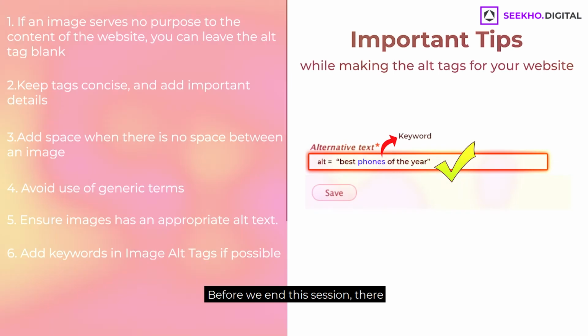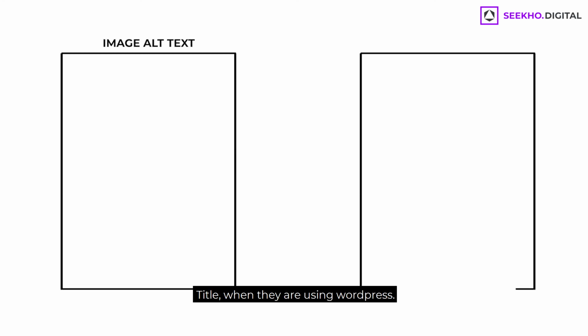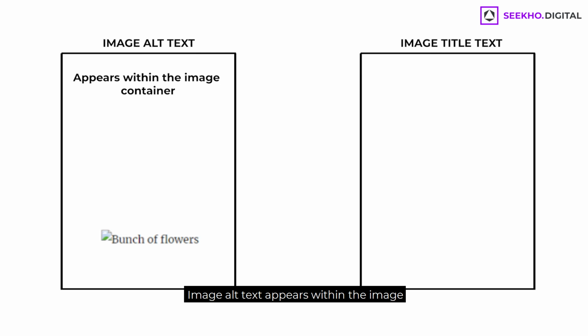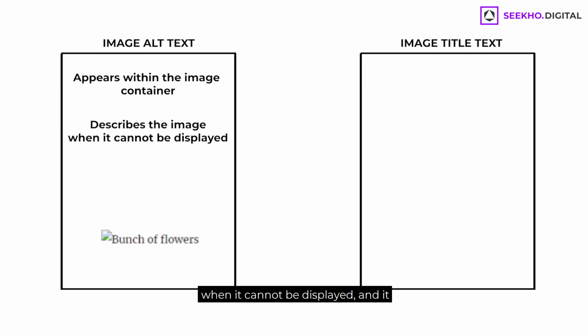Before we end this session, there is something that must be mentioned. Very often people get confused between image alt text and image title when they are using WordPress. Image alt text is very different from the image title text. Image alt text appears within the image container and describes the image when it cannot be displayed, and it also helps the search engines to index your website on search result pages.